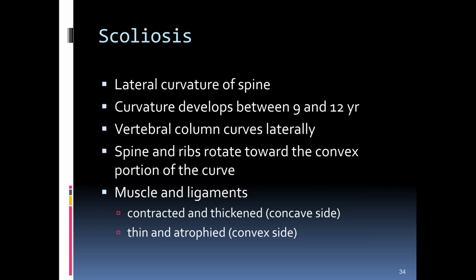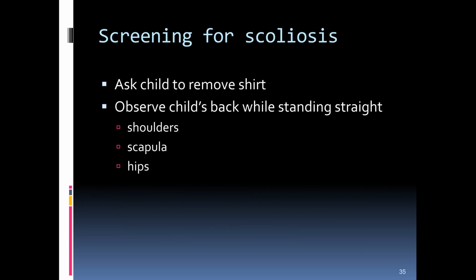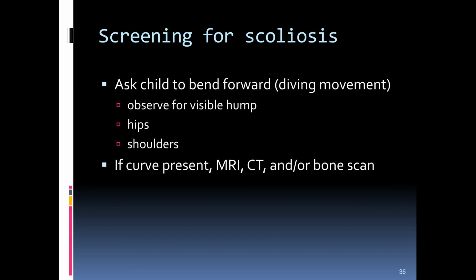How they test for it is you go to the doctor, they ask you to remove the shirt, and then they observe the child's back while they're standing up straight, and they're looking to make sure that everything's symmetrical. And then they ask them to bend forward and touch their toes, so like they're diving. And then they're going to notice and see what's going on with their hips and shoulders, and if there's a visible hump, and if they can see their spine, if it looks straight or not. If they feel as though there is a curve present, they're going to go for further testing, and that testing is going to show the degree of the curve.